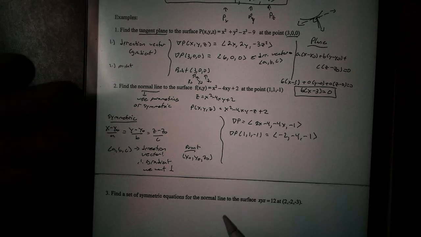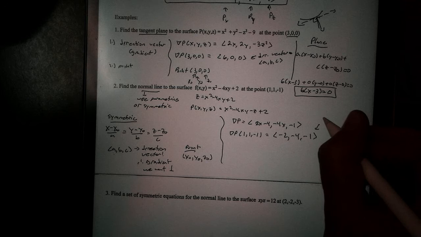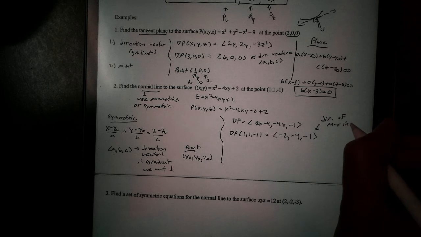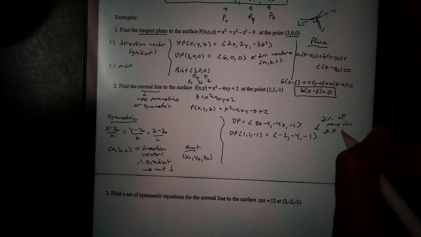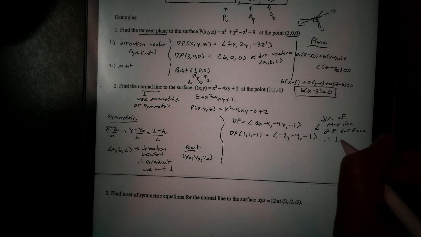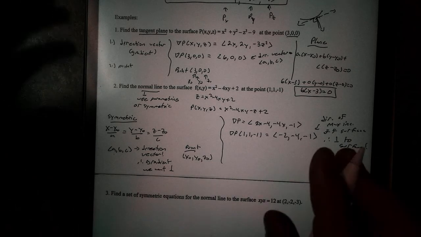So my symmetric line, remember this is going to give me the direction of max increase, right? This is our direction of max increase off the surface. Therefore, this is going to be perpendicular to the surface. So that's my direction vector right here.